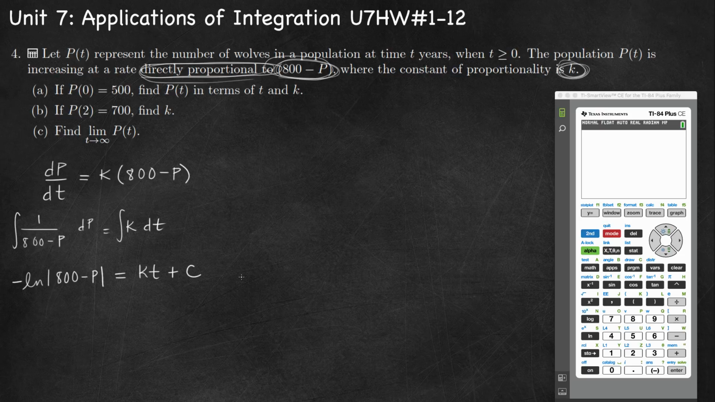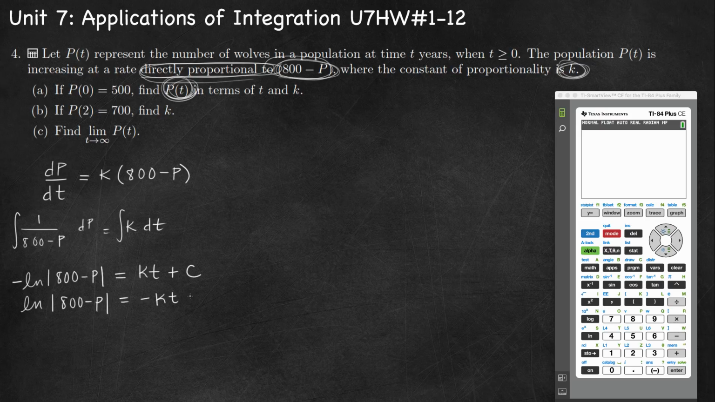So now we want to find p. We have to solve for p. It's asking us in this problem to solve for p of t. So we have to isolate the p. We've got a lot of stuff to get rid of. We have to get rid of the 800, the negative in front of the p, the absolute value, the ln, and the negative out in front. So let's deal with the negative out in front first. This is going to be ln absolute value 800 minus p equals negative kt minus c.